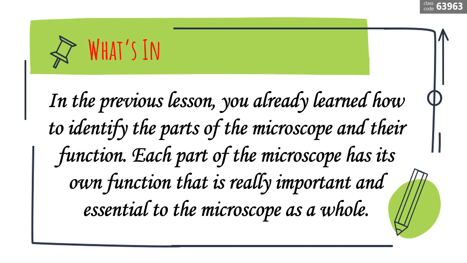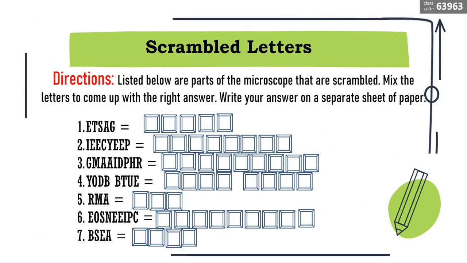What's in? In the previous lesson, you already learned how to identify the parts of microscope and their function. Each part of the microscope has its own function that is really important and essential to the microscope as a whole. Okay, let's have this one. This is called scrambled letters. Directions: listed below are parts of the microscope that are scrambled. Mix the letters to come up with the right answers. Write your answer on a separate sheet of paper. Okay, so let's have number one. What do you think is for number one? Very good. That is called stage. How about number two?